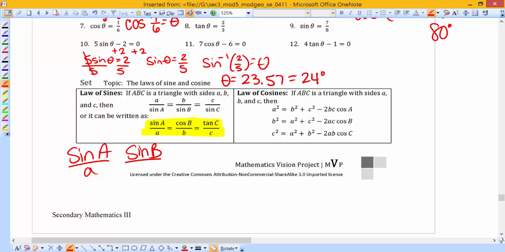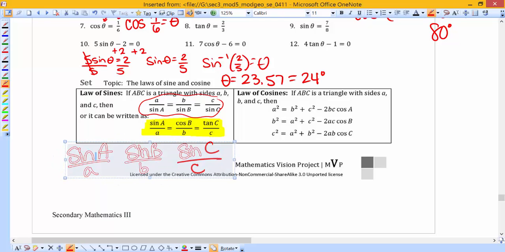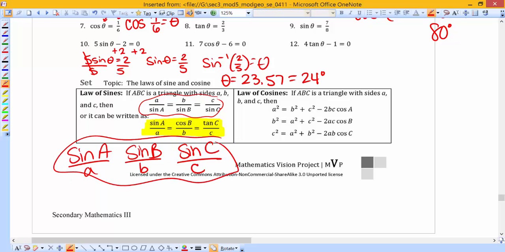Sine of B over B. Sine of C over C. So it's similar to what they have here, except I have my fraction a completely different way. This is how I've done it in math analysis for many, many years. This is the formula that I prefer to use. It's similar to what is here in the yellow, but we're only going to use sines. This is why it's called the law of sines.